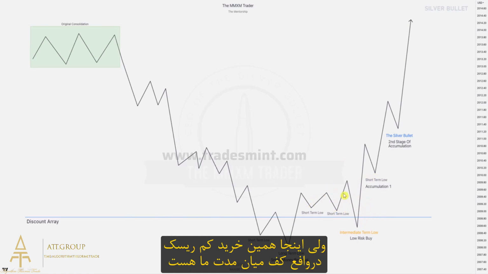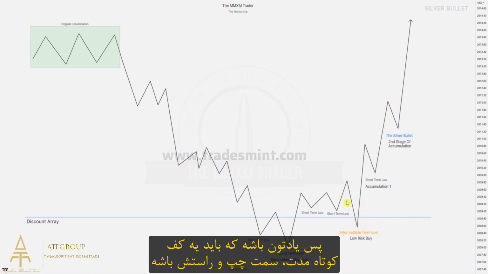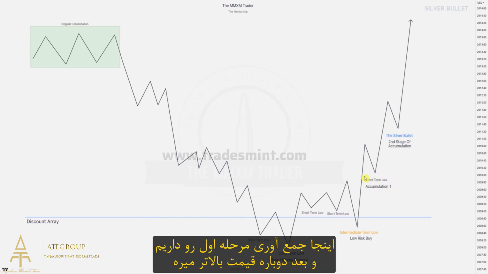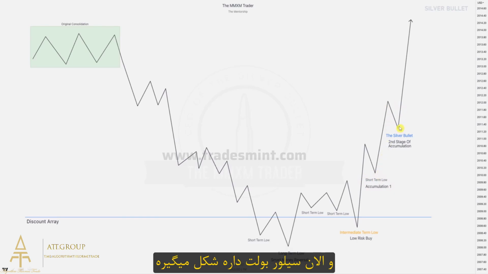But over here that low risk buy is in fact that intermediate term low. So remember, you need to have a short term low to the left of it and a short term low to the right of it. Accumulation phase number 1 happens over here, then we expand higher again, and then the silver bullet is forming, which is the second stage of accumulation.